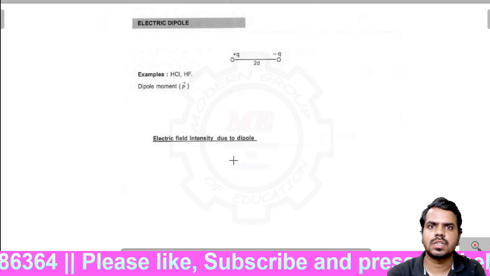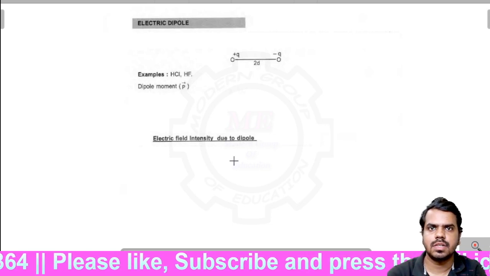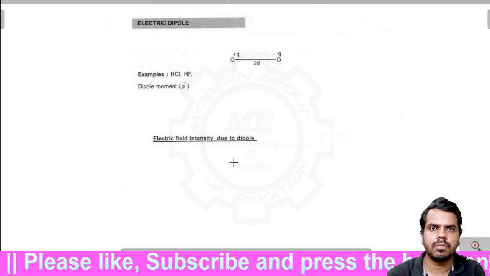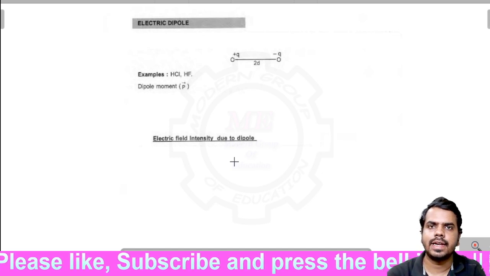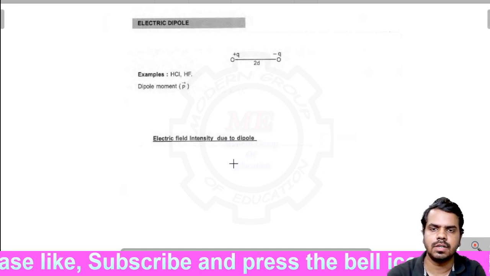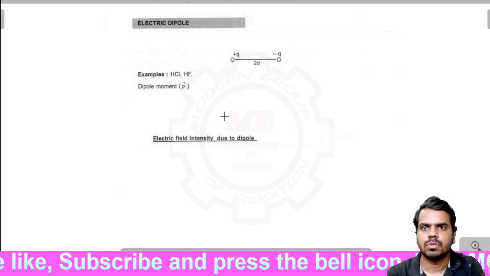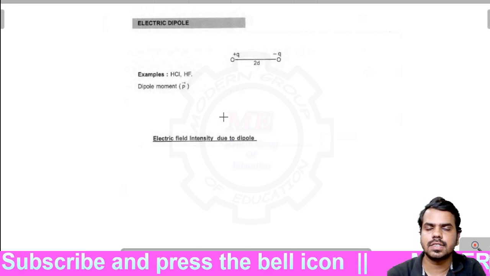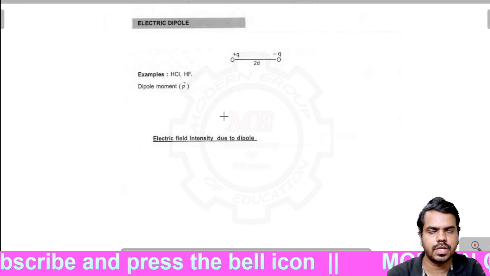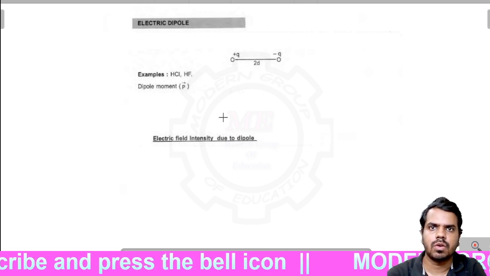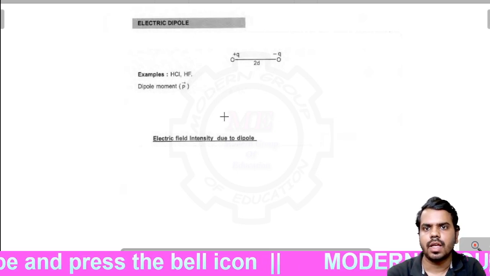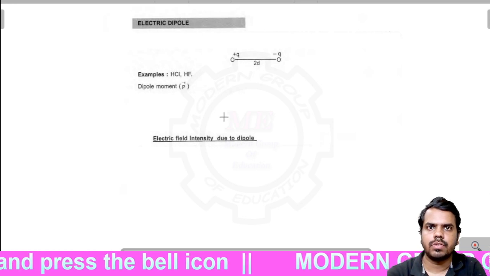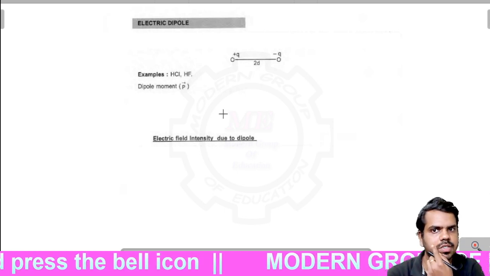So today we are starting electric dipole. This is a very important topic of class 12 for board and NEET, JEE Main, Advanced, etc. For that you need knowledge of electric field intensity. So please go and watch the electric field intensity lecture from our channel Modern Group of Education, and then come here. Then it will be easy for you to understand this lecture.